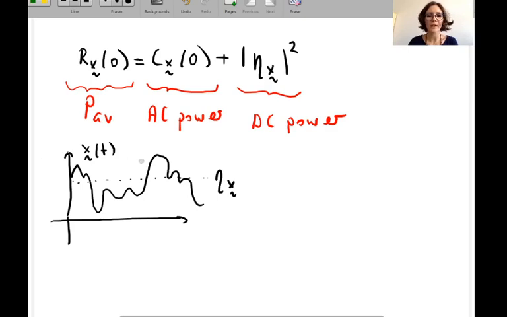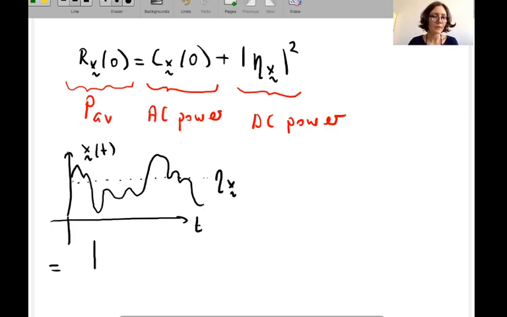It will fluctuate around the mean value. Each realization might look different, but typically a realization will look like this. Now, it turns out that you can decompose this random process into two terms. The first term will be this constant value, the mean, and the second term will be the remaining, oscillating, fluctuating part.